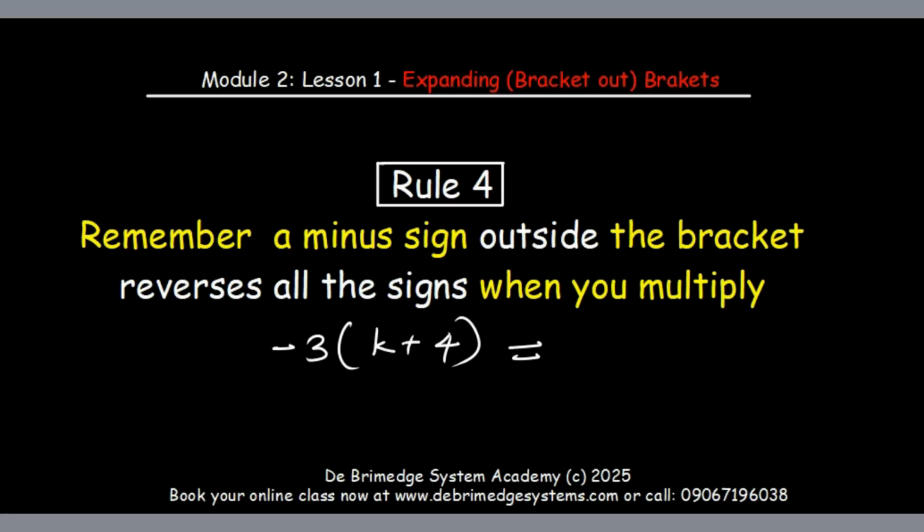So minus 3 times k will give us minus 3k. This sign reverses to minus, and then the sign over here reverses to minus too. So minus 3 times 4 will give us 12. Take note, 3 times 4 is 12. The sign inside the bracket reverses. This was a positive sign, but because of the minus sign over here, it reversed, and we'll have a negative sign now.